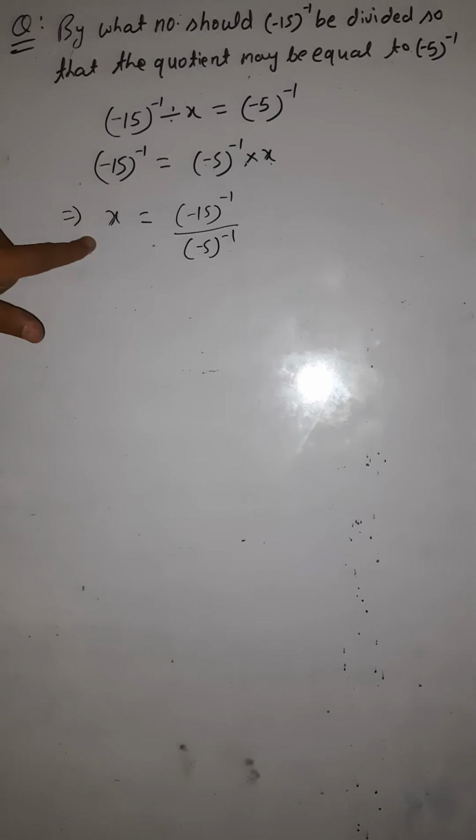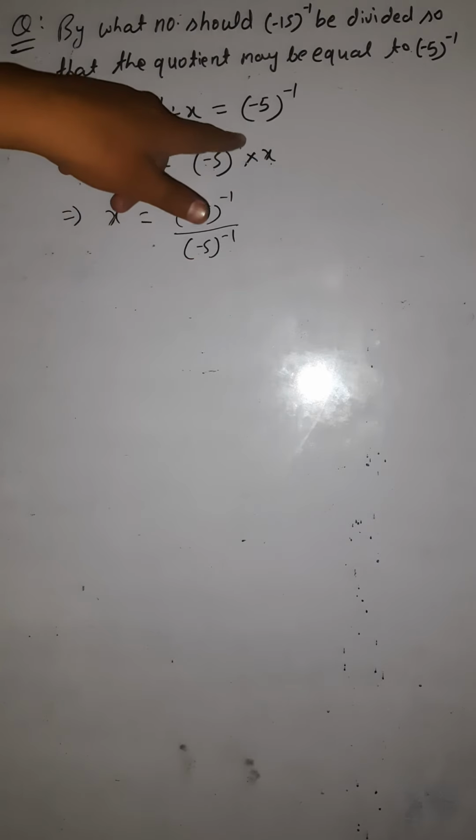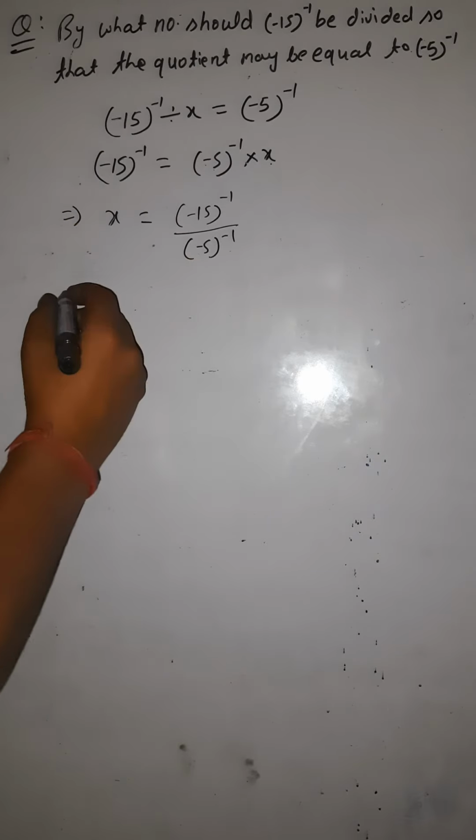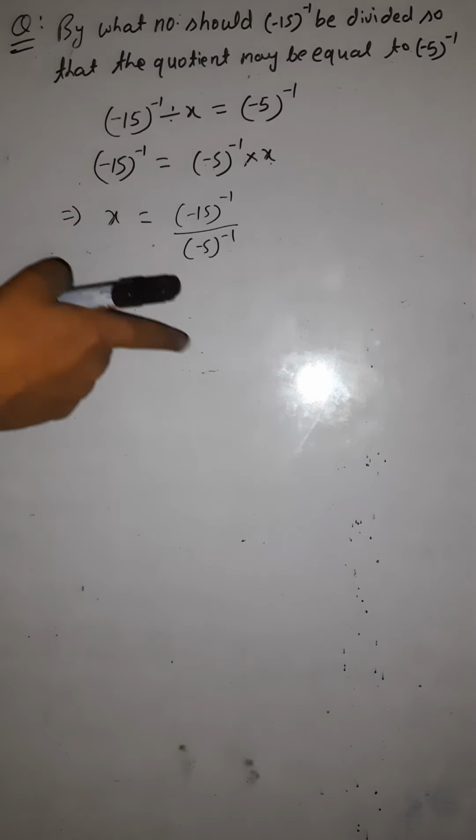I need the value of x. So for that purpose, x would remain here. So this minus 5 raised to the power minus 1 has to go here. If it is going there, it would divide there because it is multiplying here. Getting? Very good. So the previous formula we have used there.